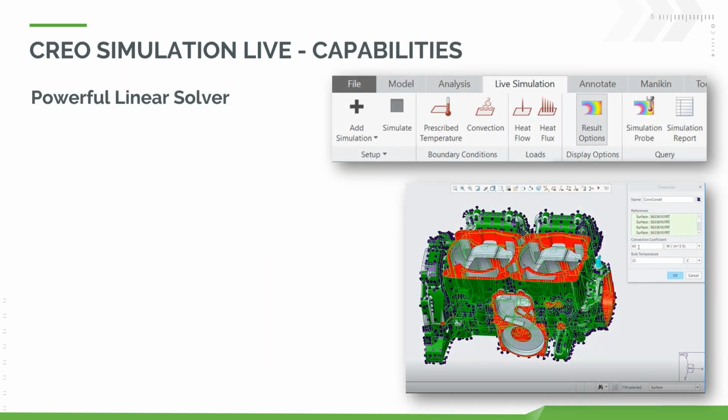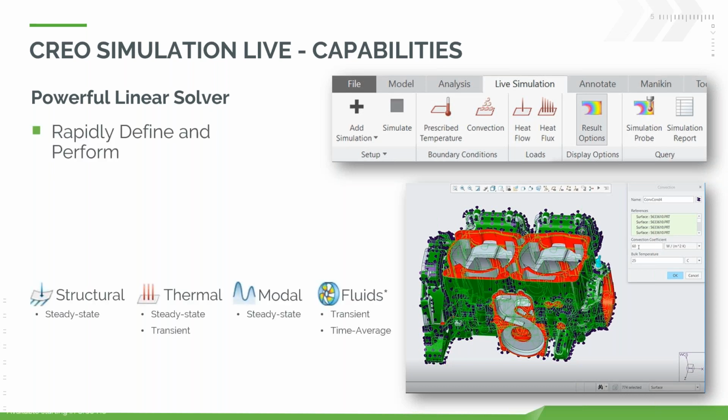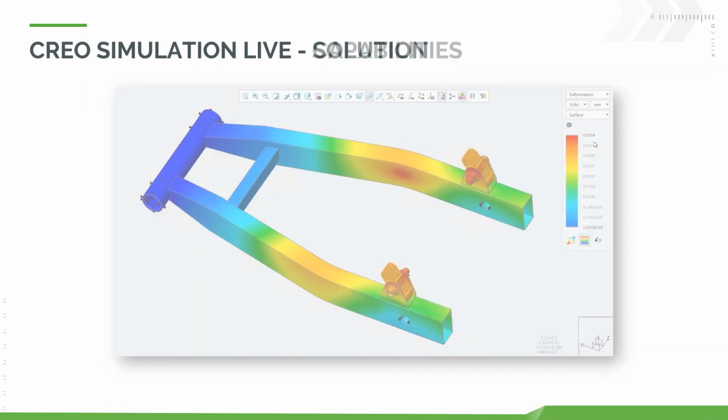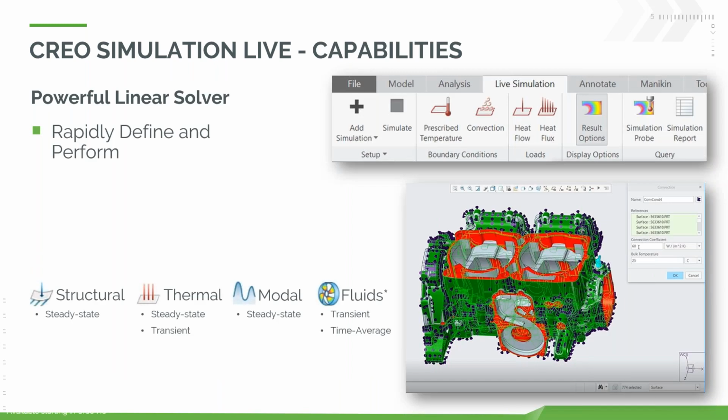Now, this Discovery Live engine provides us with lots of different capabilities. First off, it gives us the ability to perform static analysis on both the part and assembly. We're able to rapidly define and perform structural, thermal, modal, and fluid types of analyses. And all this is done in a completely meshless environment.